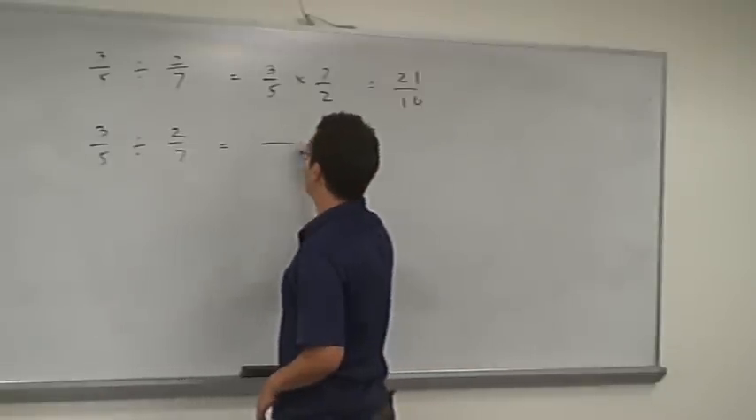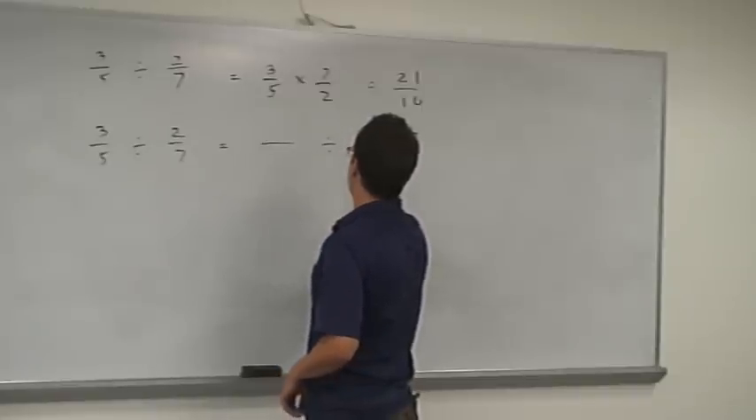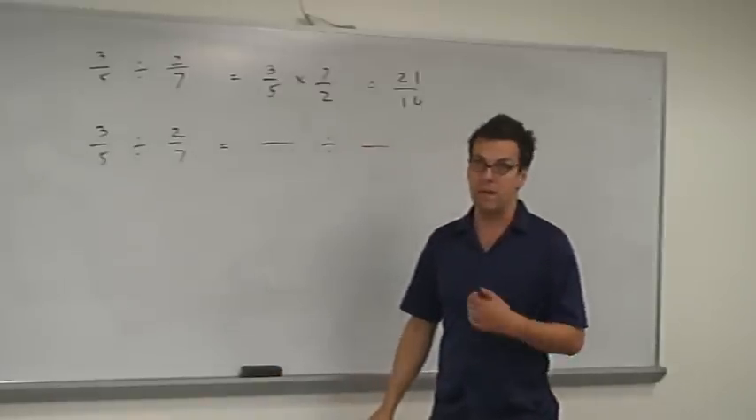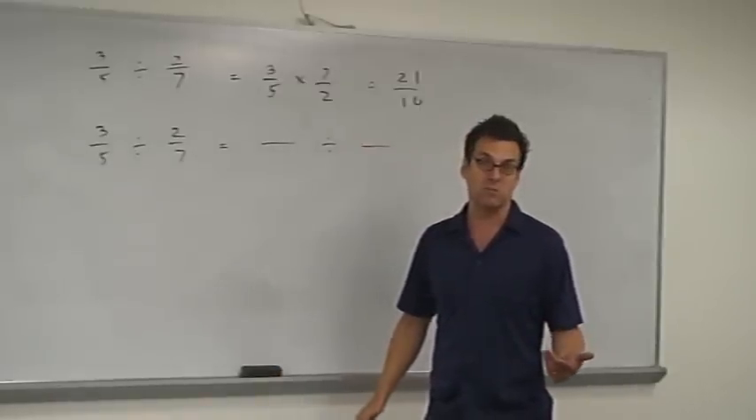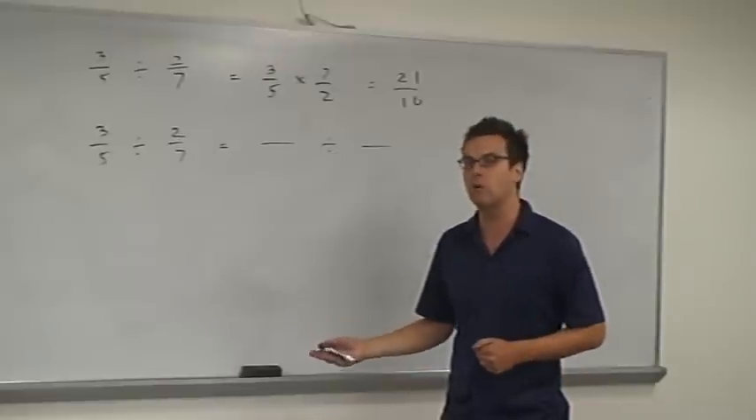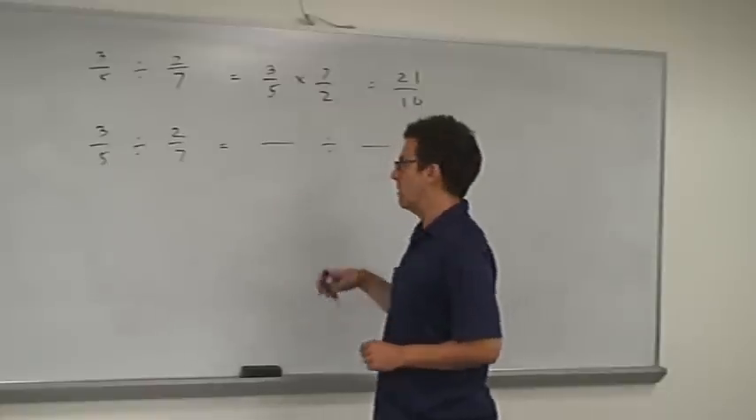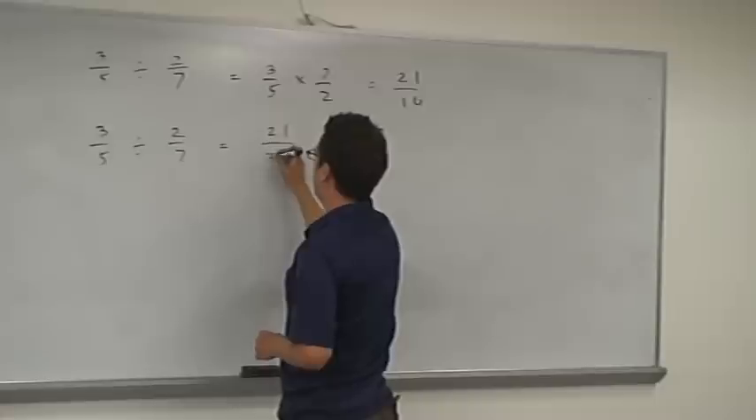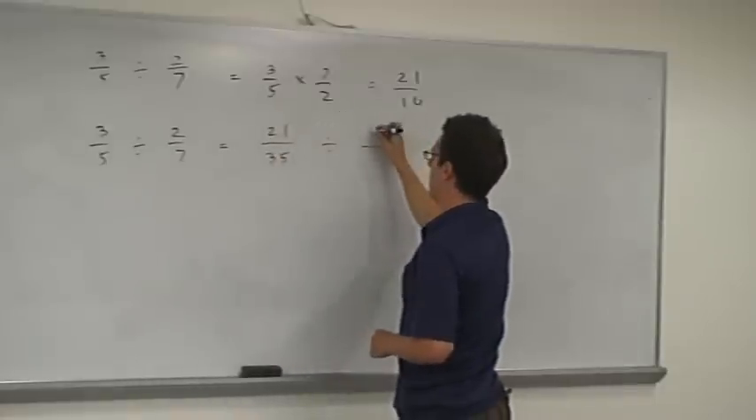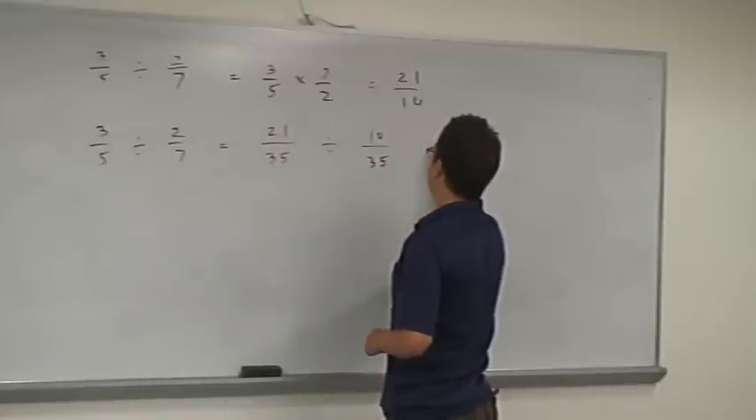Now, that's not the worst thing in the world, because kids have already found common denominators in many instances in fraction addition and subtraction problems. So this is something they already know how to do. It's just a little more time consuming. So our common denominator in this case would be 35. We would have 21/35 divided by, in this case, 10/35.